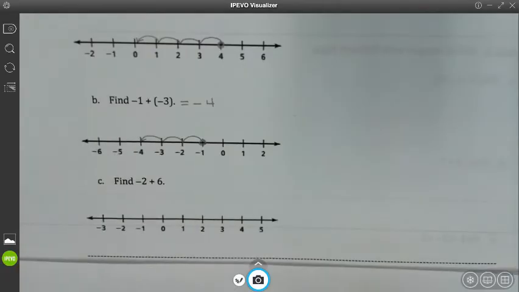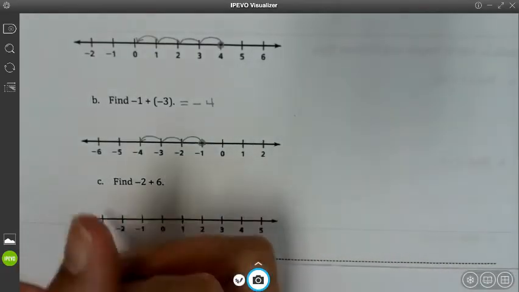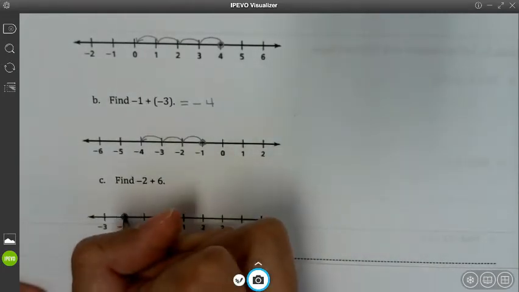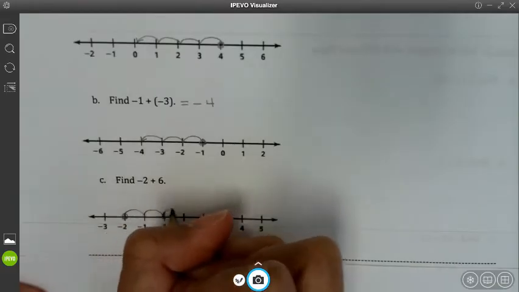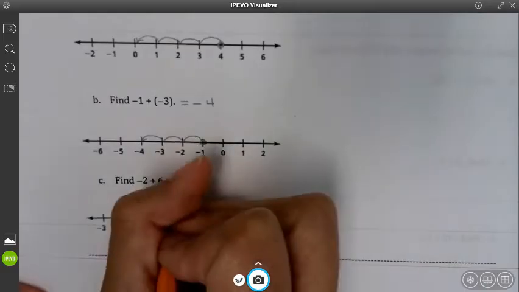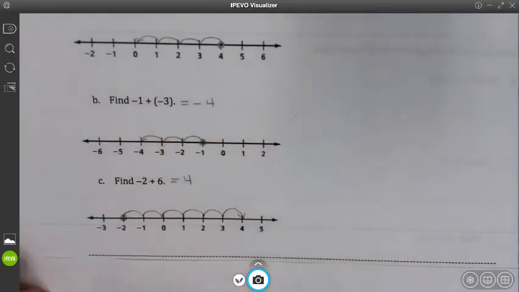Part C, find negative 2 plus 6. So we start at negative 2, and we are putting in a positive 6. We know positives means going towards the right. 1, 2, 3, 4, 5, 6. That gives us positive 4.